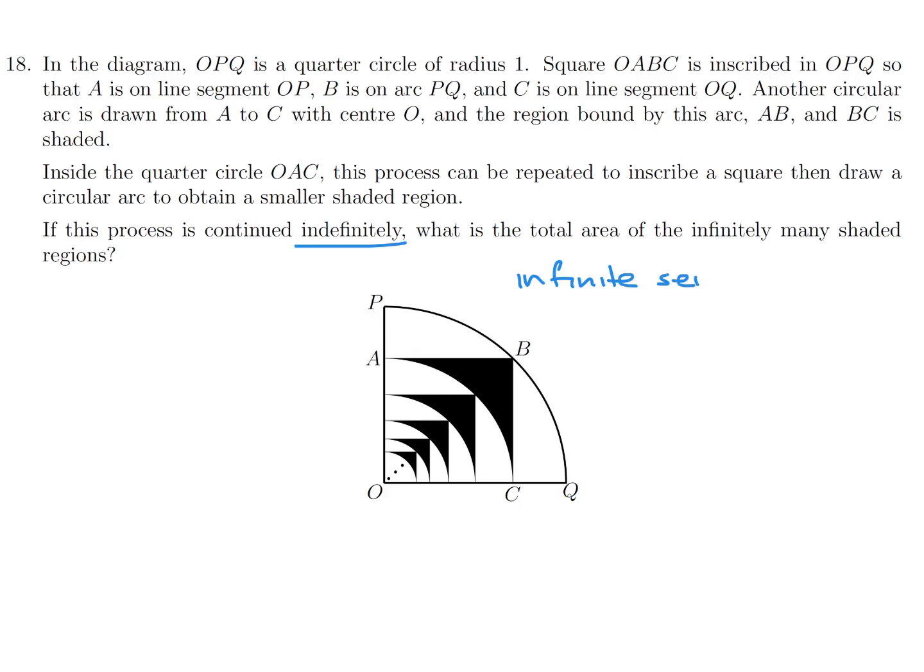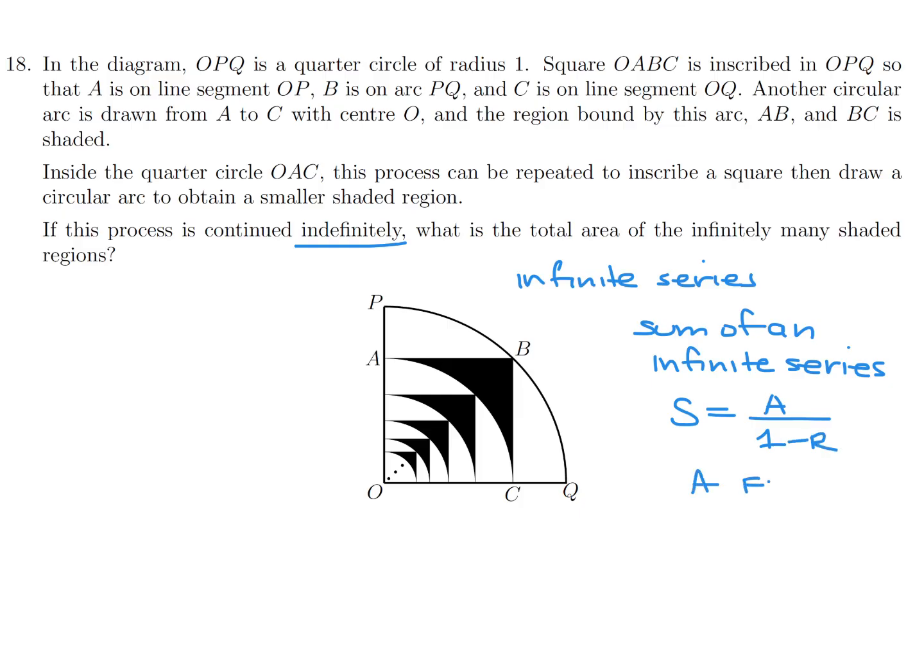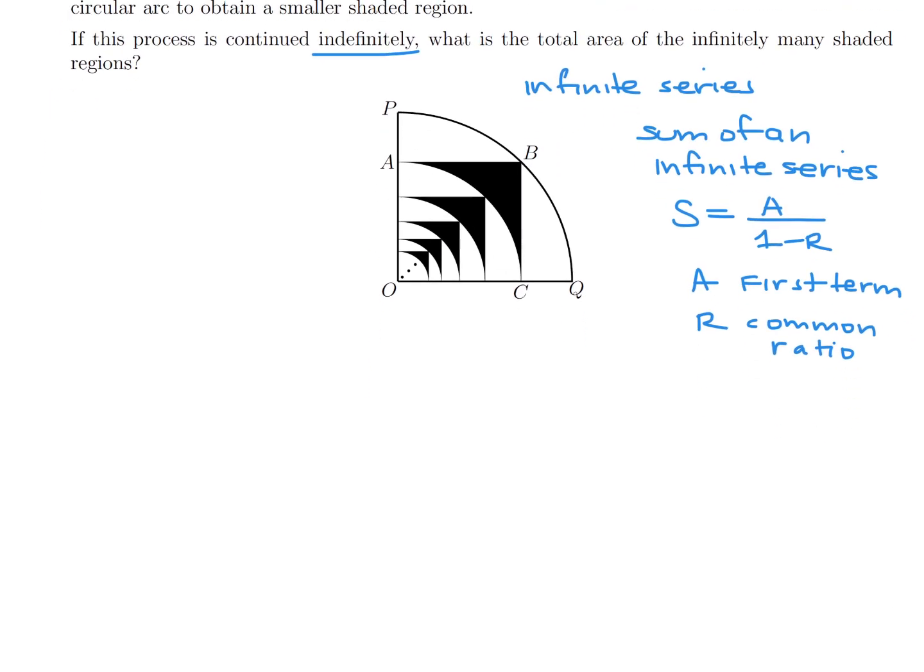Infinite series. Let's see if I'm right. I'll get an understanding once I figure out the first 2 or 3. If it is an infinite series, then I can just add them all up. You guys remember, right? The sum of an infinite series is given by S equals A over 1 minus R, where A is the first term and R is the common ratio. So let's see. I'm pretty confident it'll be that way, but I'm not 100% sure.